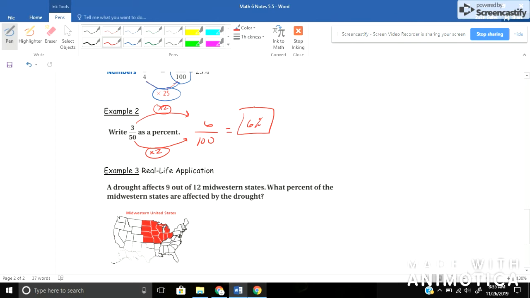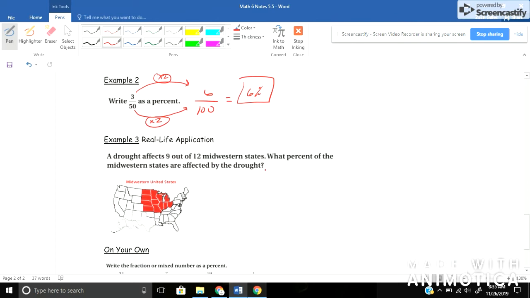Moving on to the real life application, it says a drought affects 9 out of the 12 Midwestern states. What percent of the Midwestern states are affected by the drought? Okay, well, here it shows our Midwestern states, and it says 9 out of the 12 of them. All right, I'll write that as a fraction. And then it wants to know what percent of these are affected by a drought.